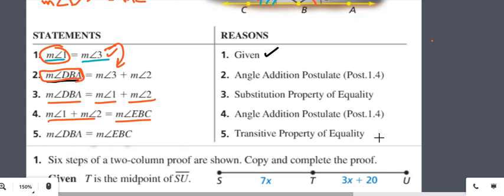Okay, we proved that it is equal to this. Then for that one we got this example. If you look at points 3 and 4, we have measure angle DBA equals this, and this equals measure angle EBC. So by using the transitive property of equality, we can have measure angle DBA equals measure angle EBC. Is it clear?